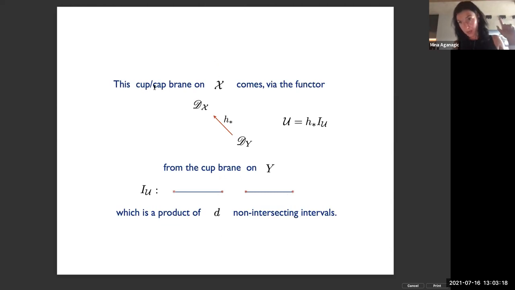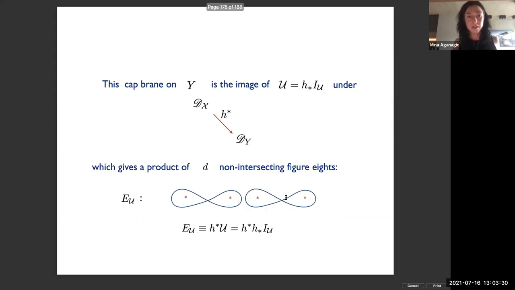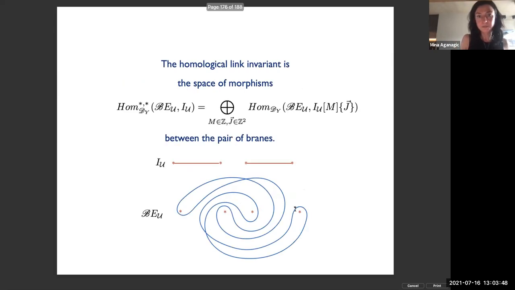Both the cap and the cup brane upstairs come via this functor that goes up from a brane on the small Y, which is simply a product of D non-intersecting intervals. The other brane on the small Y is the image of the brane we get upstairs under this functor. So the result is a product of D non-intersecting figure eights. The homological link invariant is the space of morphisms between the pair of branes, the one that looks like a product of intervals and the other one that looks like this, more complicated.